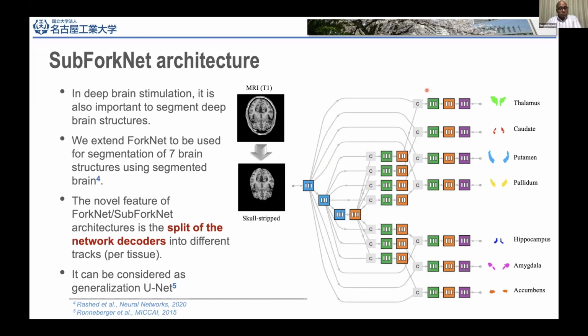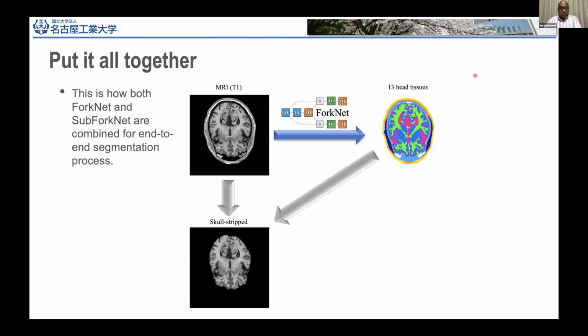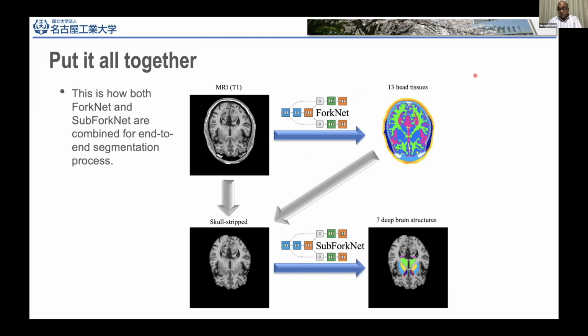So to put it all together, we have designed the following end-to-end architecture. We start with the MRI image. We segment the main head tissues by using ForkNet, so we have 13 head tissues. And then we use this information to remove the non-brain tissues. Then we use the sub-ForkNet to segment the deep brain regions. And finally, we have a head model with 13 main head tissues and 7 deep brain regions.